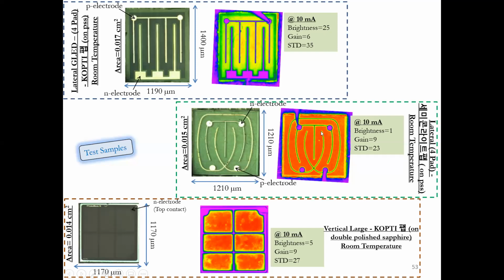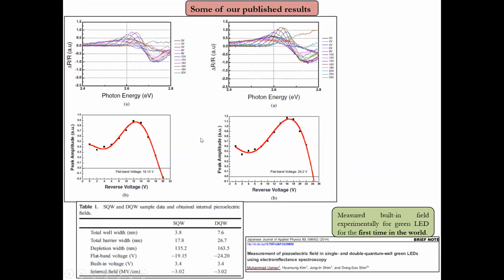And what we try to observe is where the current is being blocked. Current spreading is another area which hinders the good performance of the device. So this is what we have been doing for some time now.